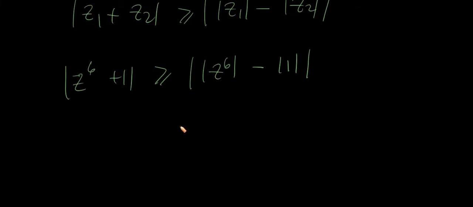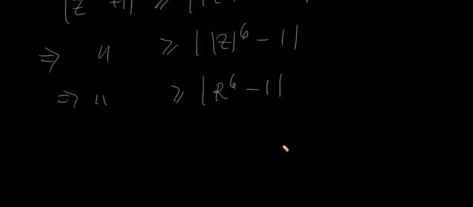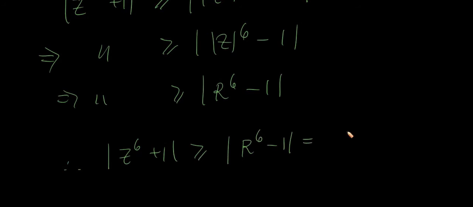And if you use this thing again, this will be modulus of z to the power 6 minus 1, then modulus of this thing is equal or greater than, since modulus of z is just r, r to the power 6 minus 1. Now we are almost there, we are almost done building our function. So here finally you have modulus of z to the power 6 plus 1 is equal or greater than modulus of r to the power 6 minus 1, which is simply r to the power 6 minus 1, right?